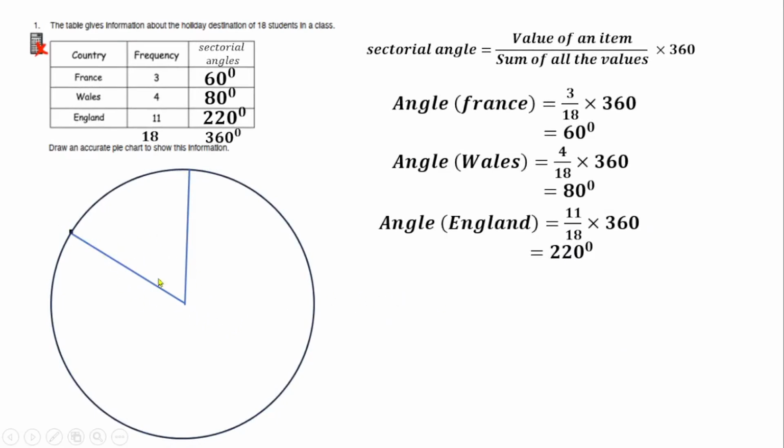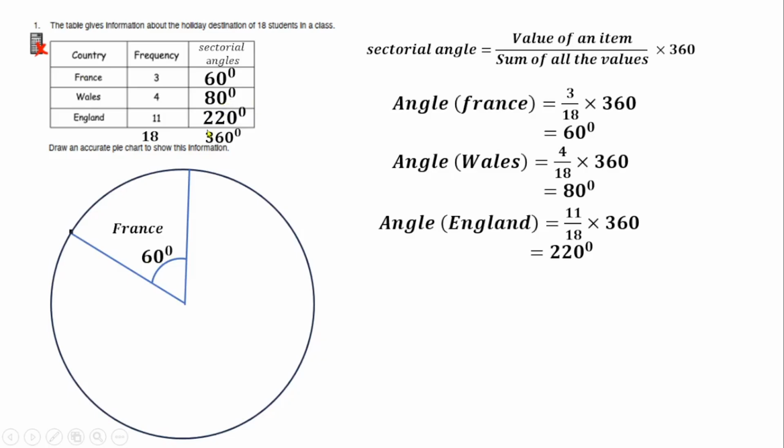So like this, we have been able to draw the first sector. As you can see, you have drawn the first sector, and this sector represents the angle 60 degrees. Then I will take my compass and make an arc here. That angle will represent 60 degrees, and I will label it France, as you can see. So that represents the first sector in that pie chart.